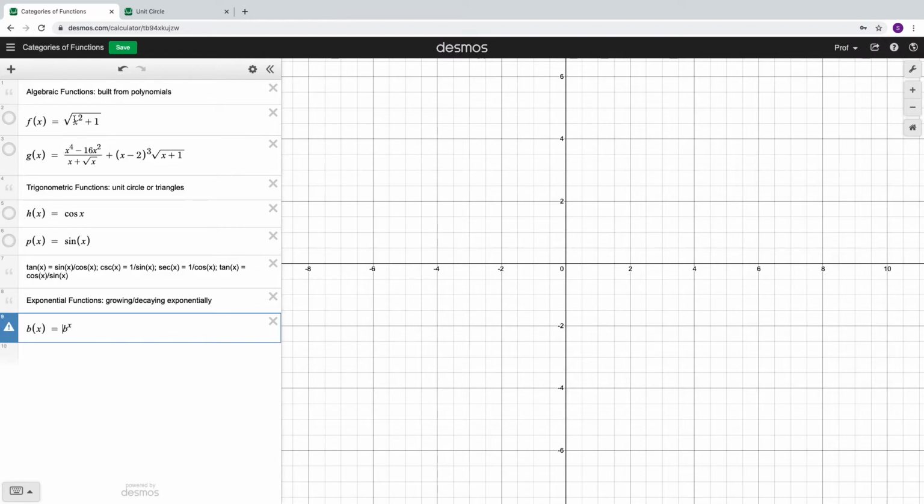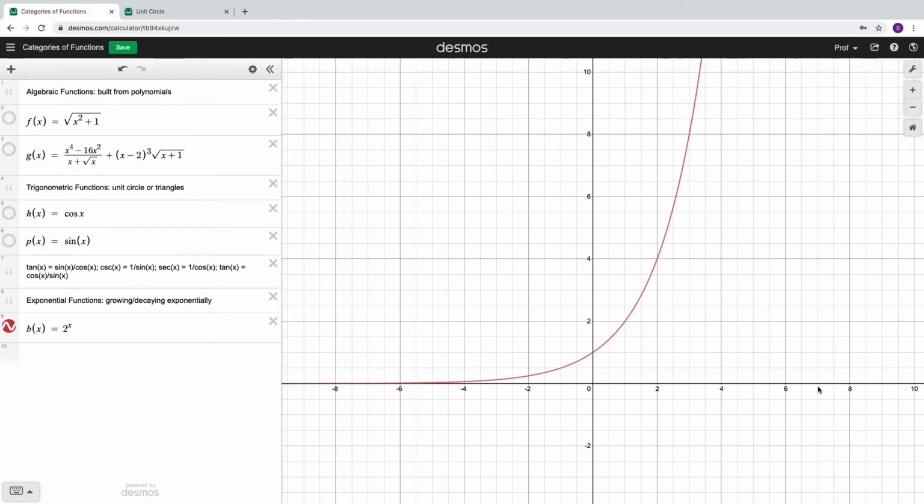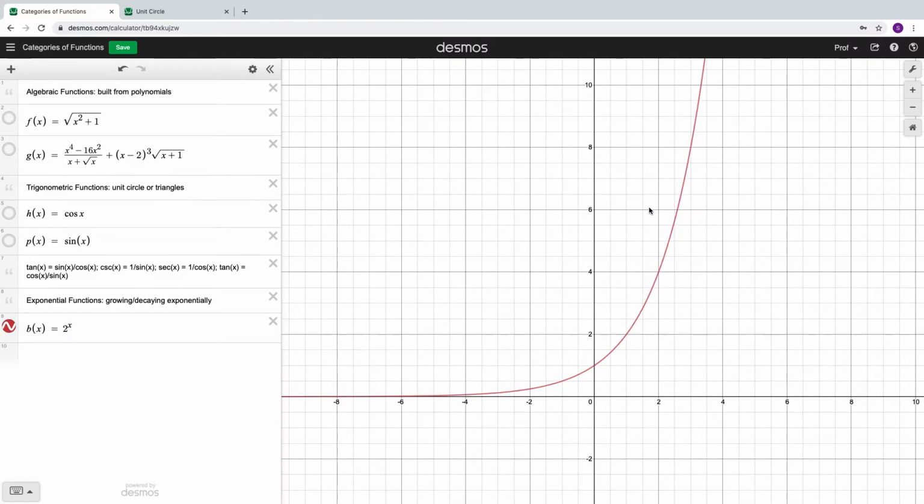The big difference between algebraic functions and exponential functions: exponential functions have the x in the exponent. Algebraic functions have the x in the base. So let's look at an exponential function, let's say 2 to the x. Notice that it increases, and it gets steeper and steeper as it increases.